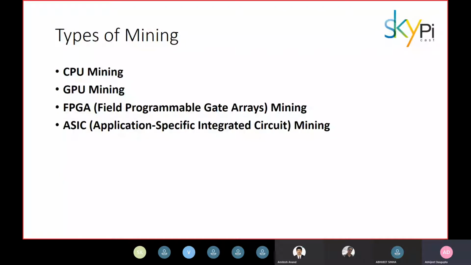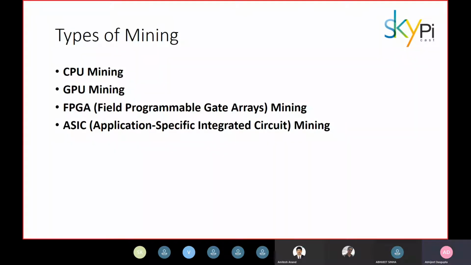So ASIC mining is something which is called an application-specific integrated circuit. It's a microchip basically designed and manufactured for a very specific purpose, in this case mining of cryptocurrencies. When we see miners, the ASIC miners come in different forms. It's an application-specific integrated circuit, which means these microchips are specifically designed to perform a specific task.